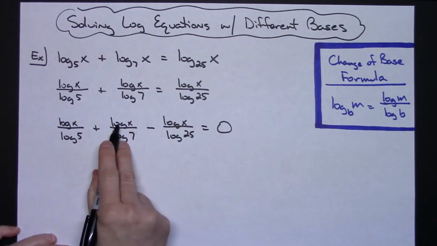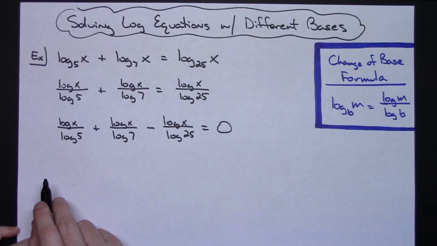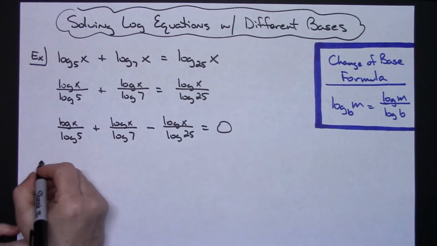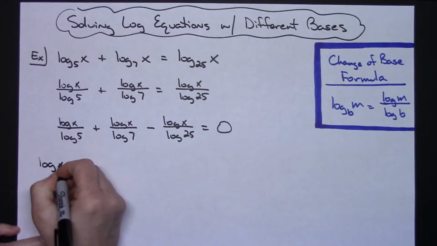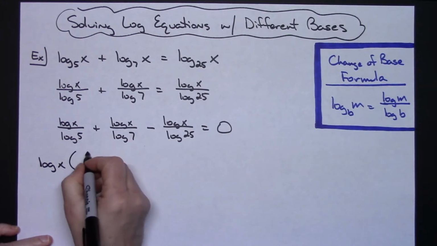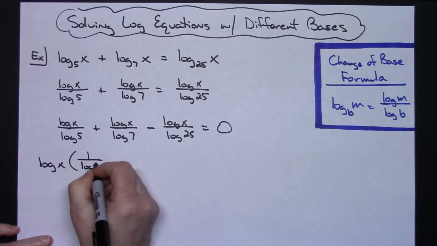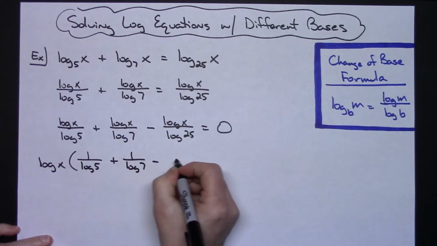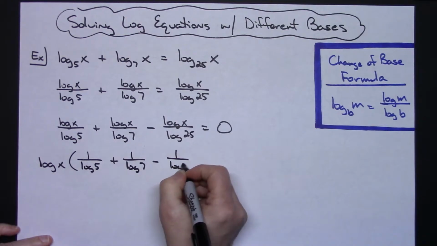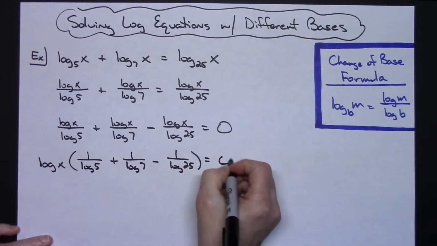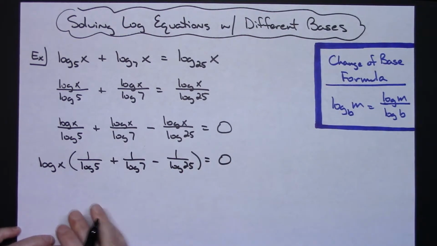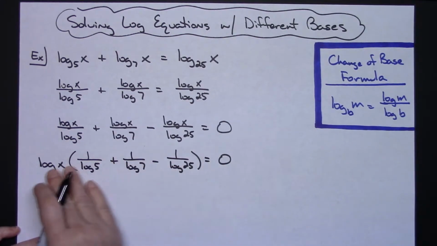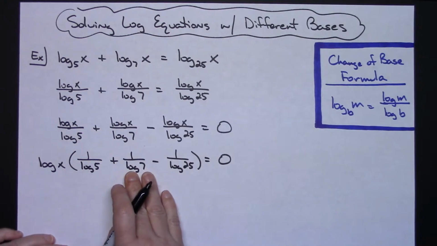Now I have a common log of x in the numerator, so I'm going to factor out that log of x. So log of x times (1 over log of 5 plus 1 over log of 7 minus 1 over log of 25) is equal to 0. Now we've got two things being multiplied together that equal 0. So one of these two things has to be 0.